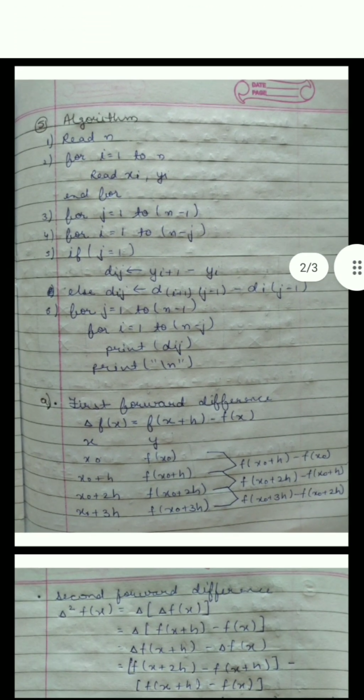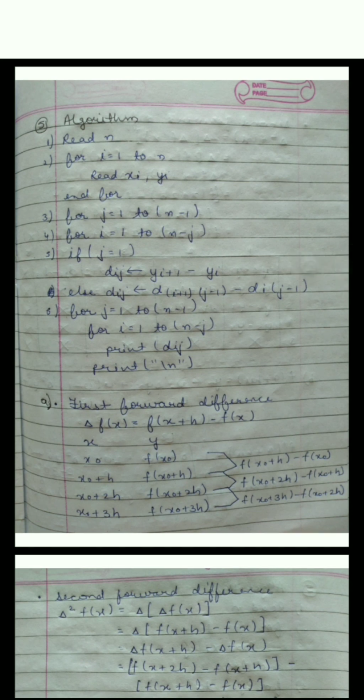Question number 5. Write algorithm for Newton's interpolation. Construct the difference table and also find first, second and third derivatives from Newton's formula. The algorithm is as follows. Read n. For i is equal to 1 to n, read xi, yi. For j is equal to 1 to n minus 1, for i is equal to 1 to n minus j: if j is equal to 1, dij is equal to y(i plus 1) minus yi; else dij is equal to d(i plus 1)(j minus 1) minus d(i)(j minus 1). For j is equal to 1 to n minus 1, for i is equal to 1 to n minus j, print dij, print n.